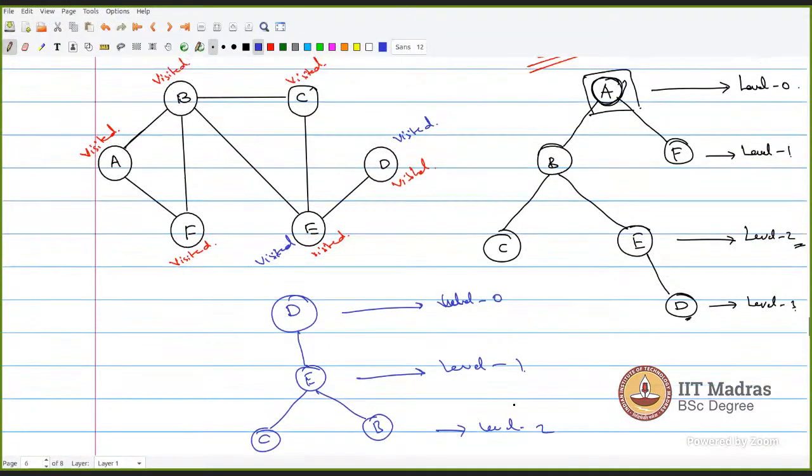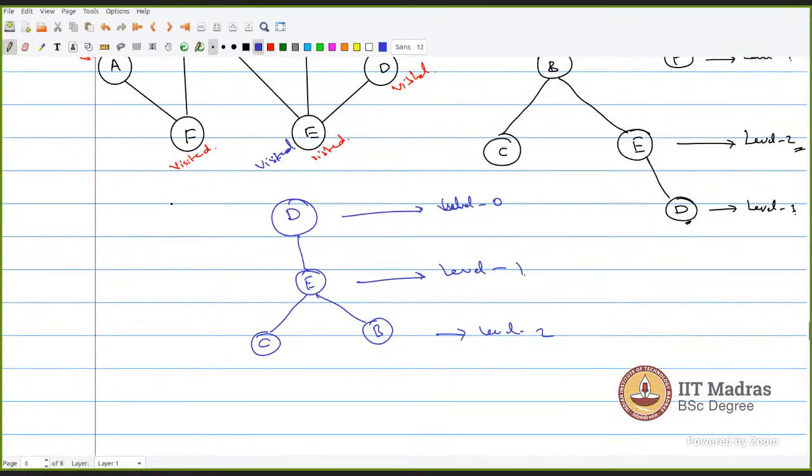Okay. So now I can go to C. So C and B are visited. I will just check whether there are any unvisited neighbors of C. No. So we will move to B. If I move to B, there are two unvisited vertices, A and F. That will come in level 3. So the entire BFS will depend on what vertex we choose as the root vertex.